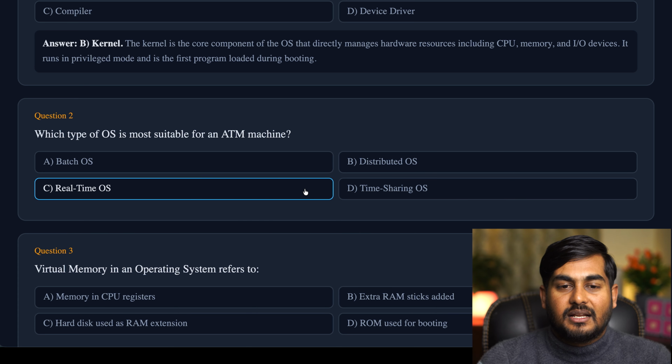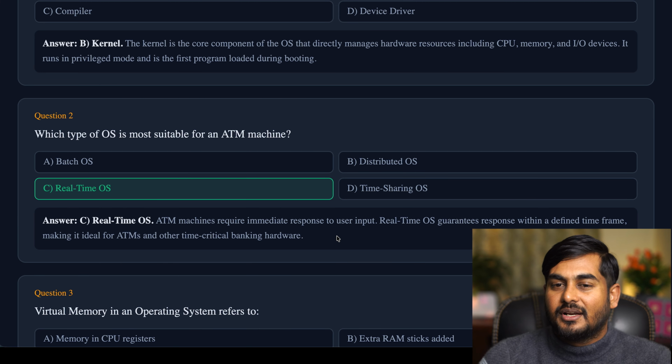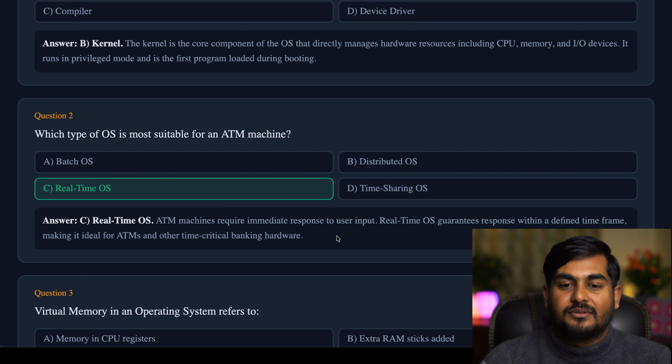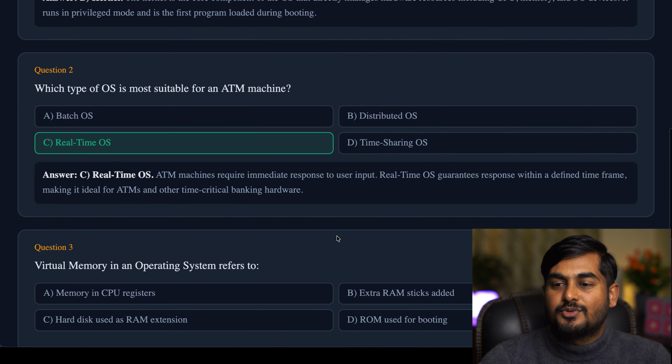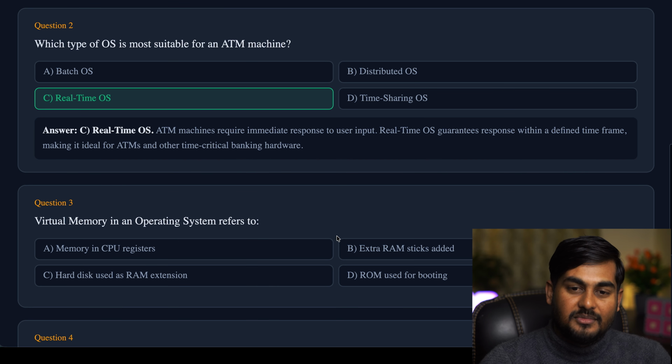Option C is real-time operating systems. Yes, in ATM we do need the time criticalness, so the real-time operating system is the correct answer for this question, and option D is time sharing OS, which is not the case for an ATM machine. So the answer is option C, real-time operating systems. ATM machines require immediate response to user input. Real-time OS guarantees response within a defined time frame, making it ideal for ATMs and other time-critical banking hardware.